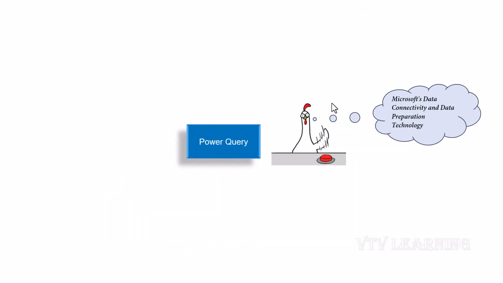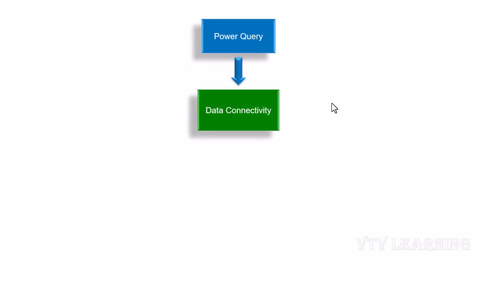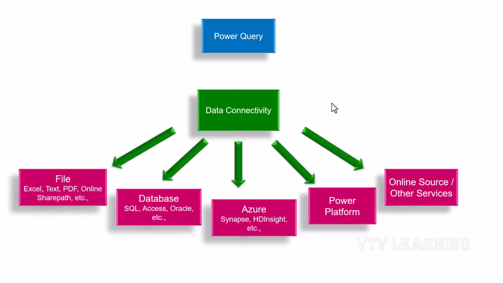Now the question is, what is data connectivity and data preparation? Both are different, but let's see. Data connectivity is nothing but linking data from any sources. Sources means, let's see, here are the sources.